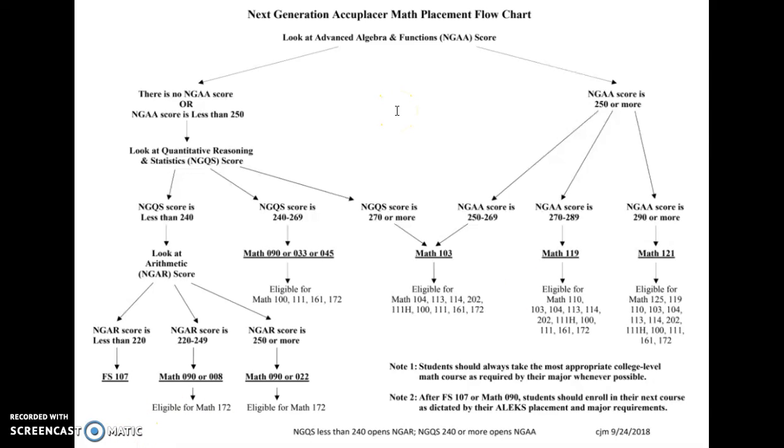The final example. A student has a score of NGQS 290 and NGAA 290. Again, since the student's score is 250 or more, we will move to the right side of the chart, and find the NGAA area of 290 or more. We can see the student falls here, and the student is eligible for Math 121 or the other math class that's required for his program of study. You can find this flowchart along with a detailed narrative and further examples in the advising guide.